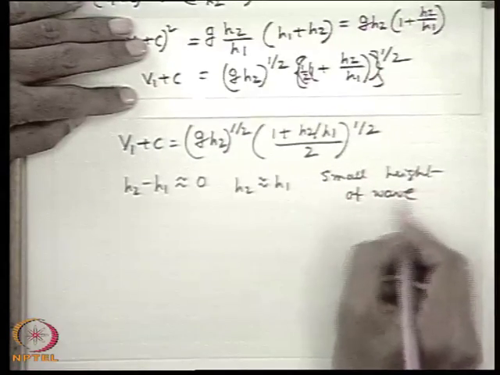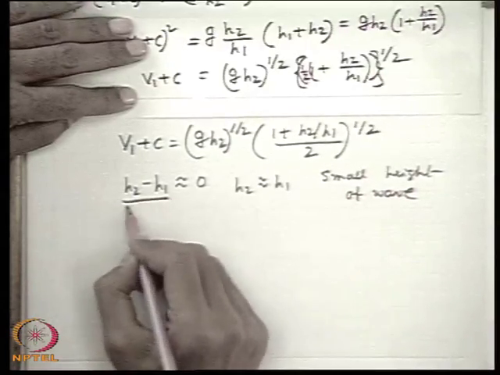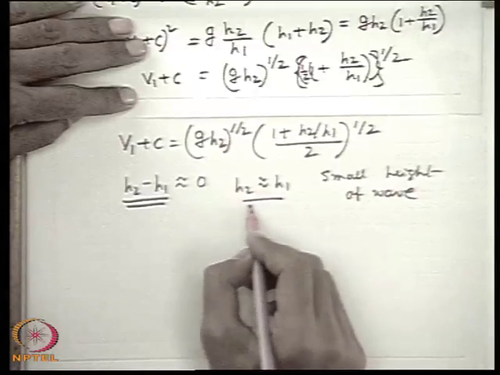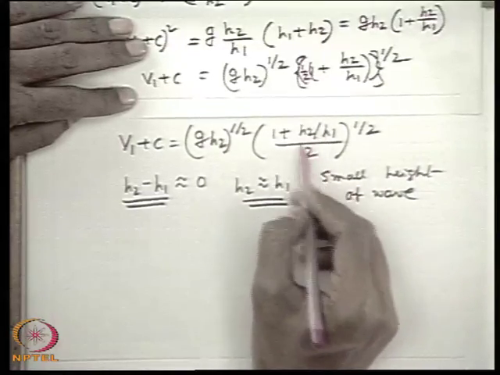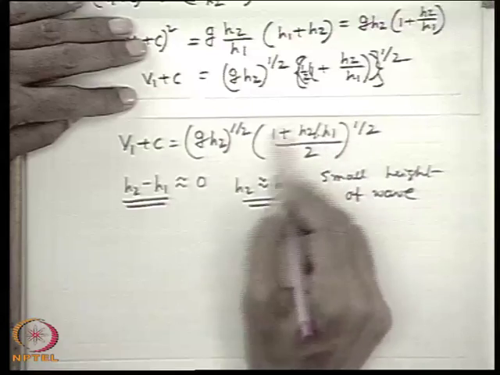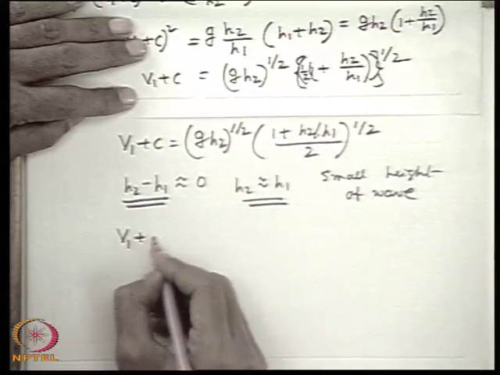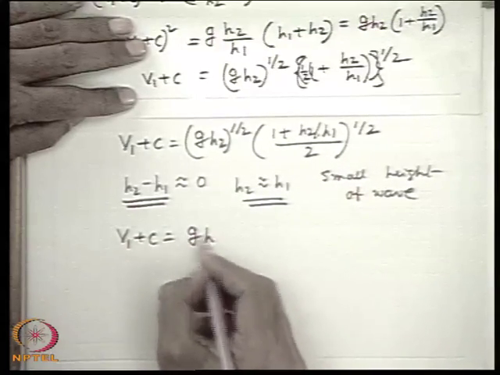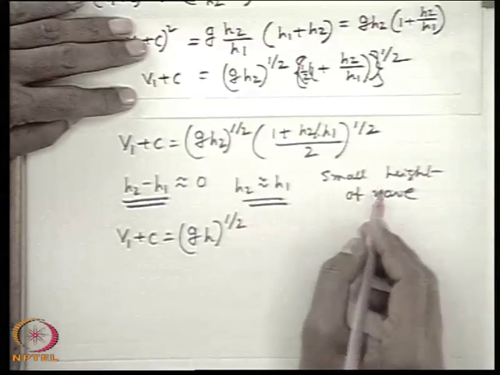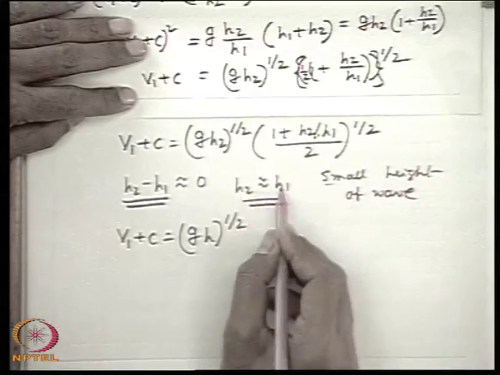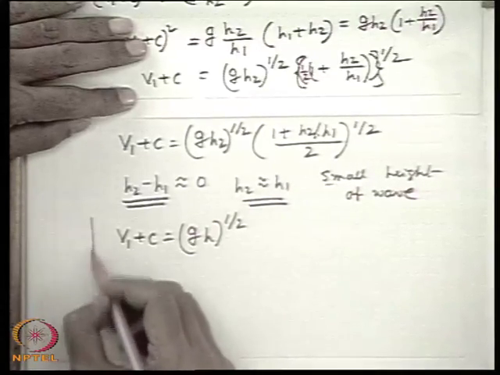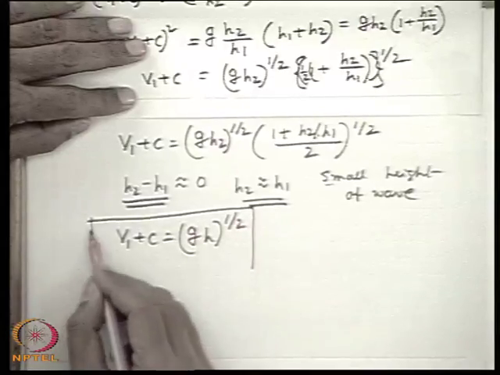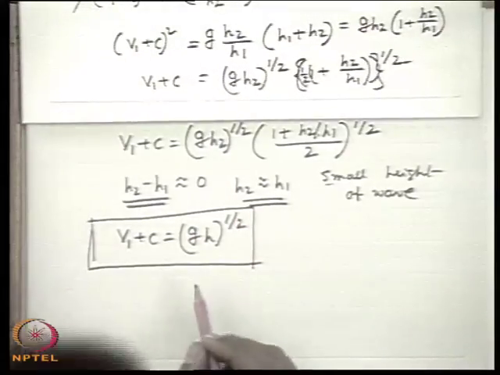That means wave height is very small, where the difference in depth of flow is very less, H2 is approximately H1. So, then we can put this equal to 1. So, this becomes 1. In that case, V1 plus C becomes the square root of gH, the depth of the flow. That means for a limiting condition, that small height wave, H2 approximately equal to H1, we get this expression. This is a very, very important expression. What does it physically signify?